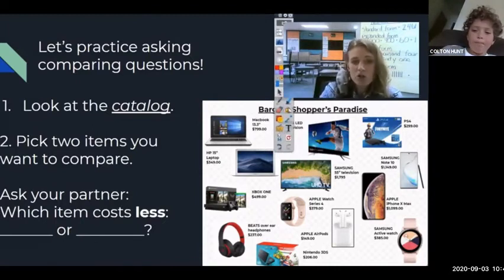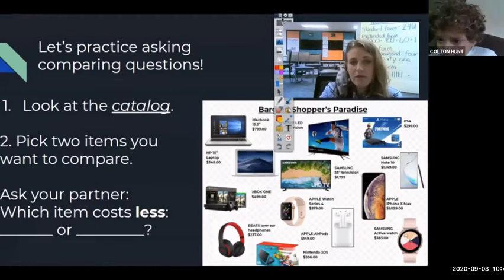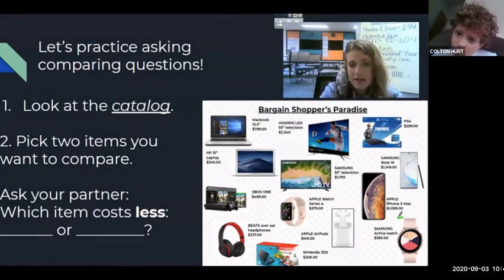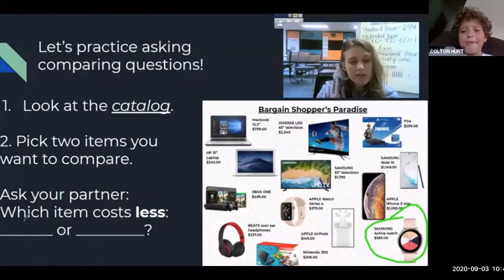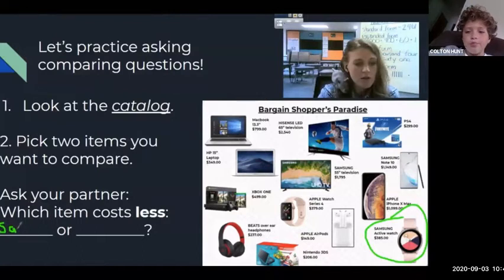So I'm going to look at my 2 watches that I have here. And the first watch that I have is the Samsung Active watch. So which item costs less? The Samsung Active watch. Samsung, and I'm going to take my time and complete my work correctly. The Samsung Active watch.